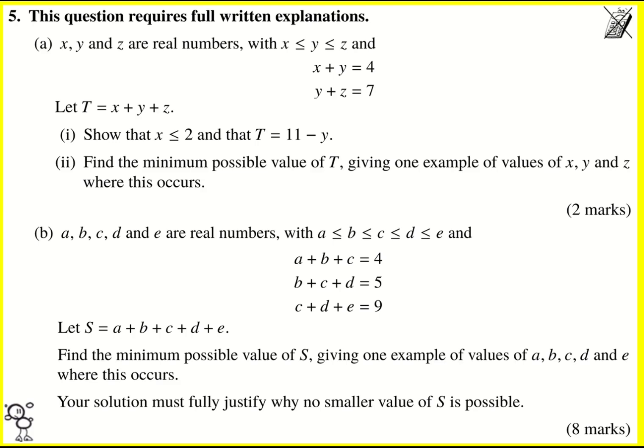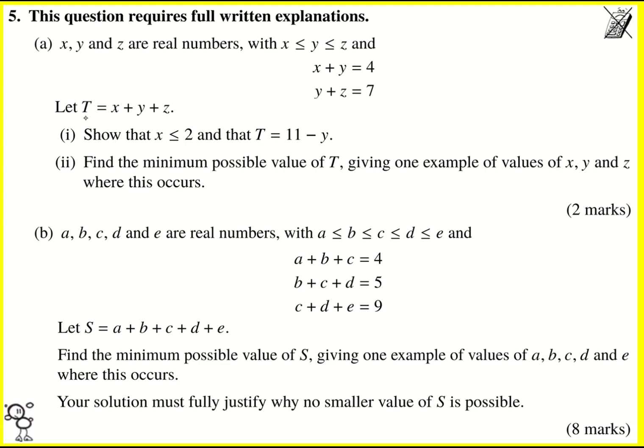Okay, we've got simultaneous equations, two equations, three unknowns, but we're not being asked to solve them. In fact, there's an infinite number of solutions. You could just pick some numbers like x is 2, y is 2, and z is 3. That would work. Or x is 1, y is 3, and z is 4. There's an infinite number, but we're not interested in that.